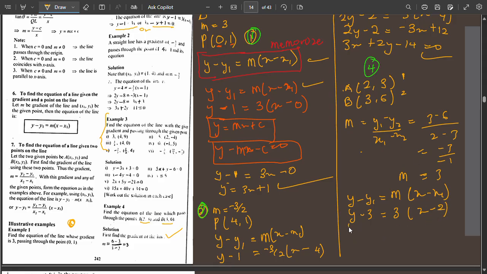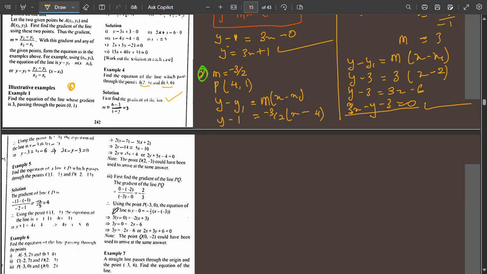Perfect. So if we expand, it will be 3x minus 6, and then we'll simplify. I'll take y to that side, so minus y, and I'll take 3 to that side, so minus 3 is equal to 0. That's the equation of the line I have: 3x minus y minus 3 is equal to 0. Let's see if they have the same thing. Yes, they have the same thing here.